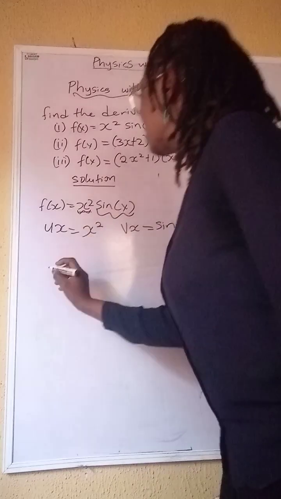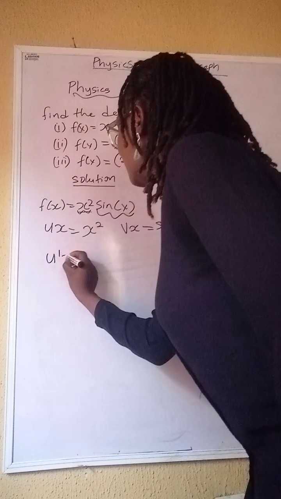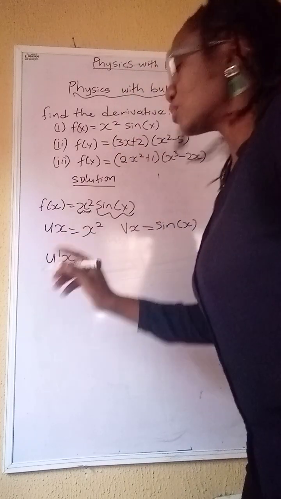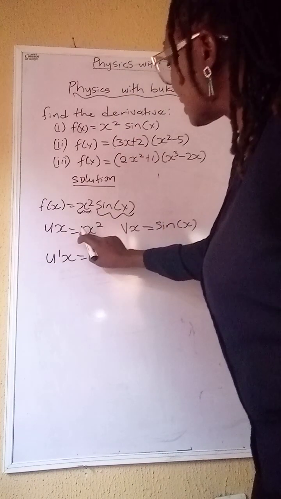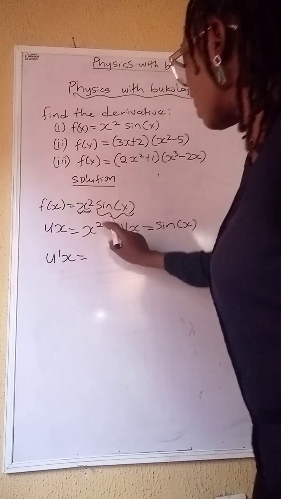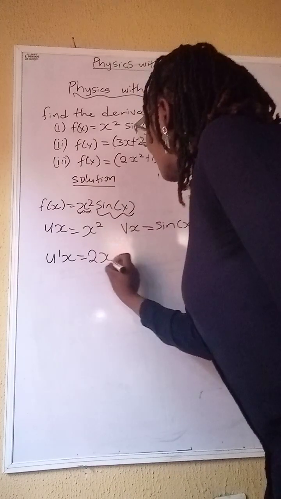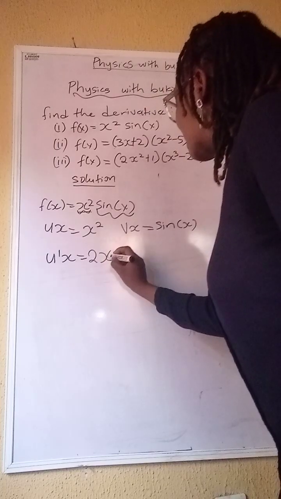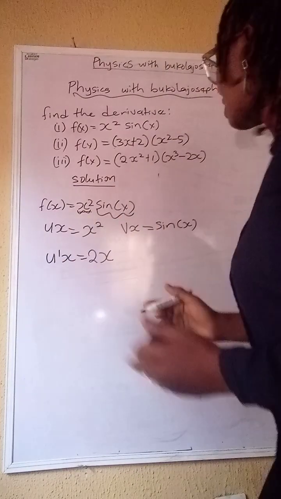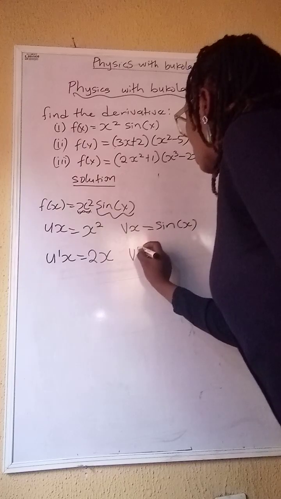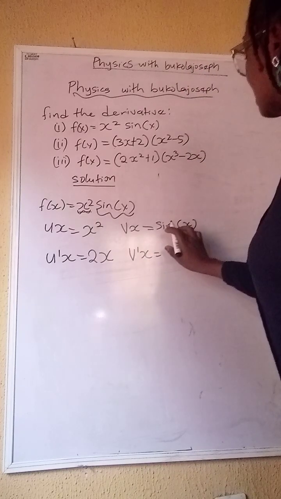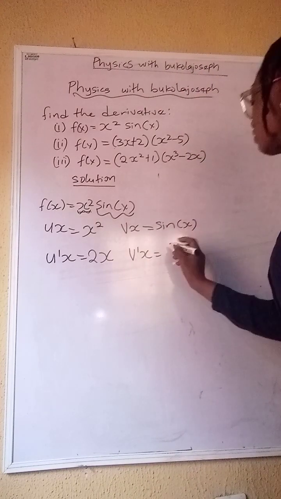Okay, now let's differentiate this. So differentiating this, remember that for power rule, we multiply by the exponent and decrease the exponent by 1. So we have 2x, that's 2 minus 1 will give us 2x. By now we should have mastered this. So differentiating sine x with respect to x gives us cos what?